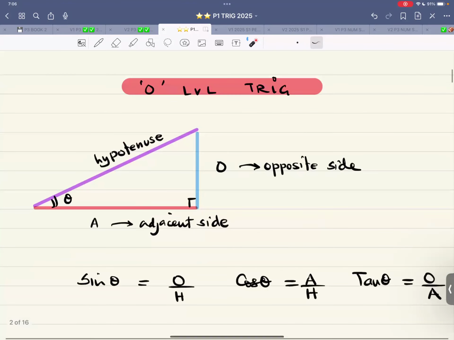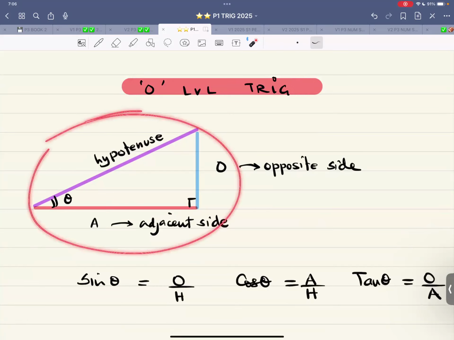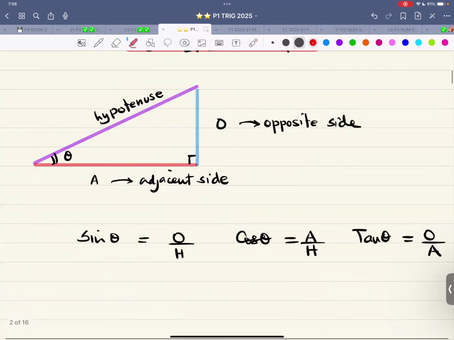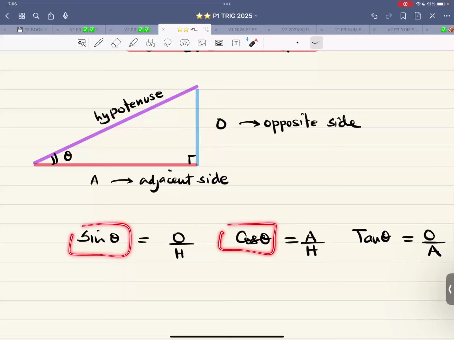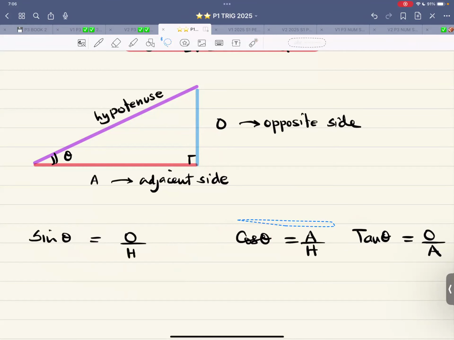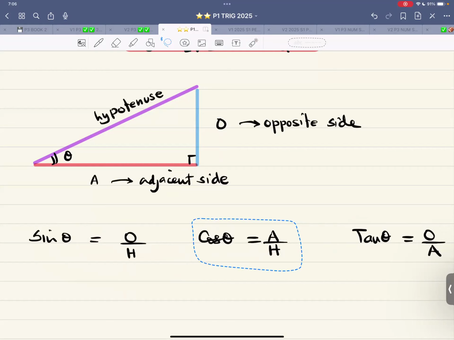Now just a brief overview of what we have done in O-level trigonometry. That is, if we look at a right angle triangle, we have three main ratios, that is sine, cos, and tangent. And when we talk about these three ratios, they are related to three sides of a triangle. Sine is related to opposite and hypotenuse.